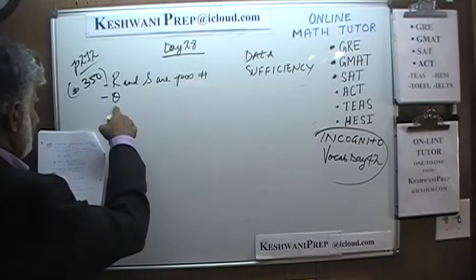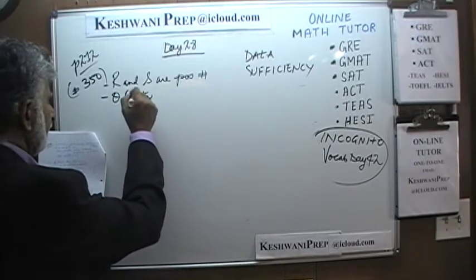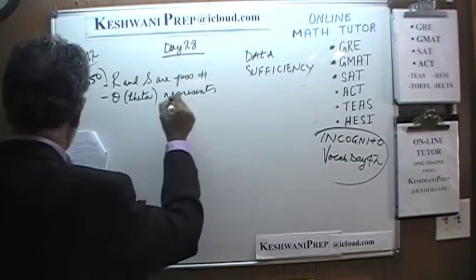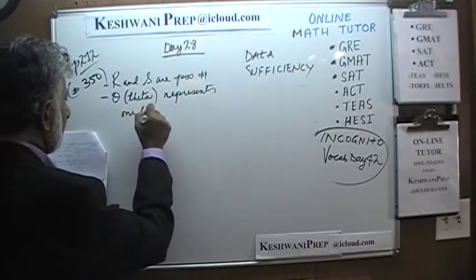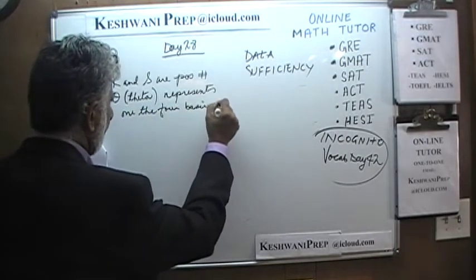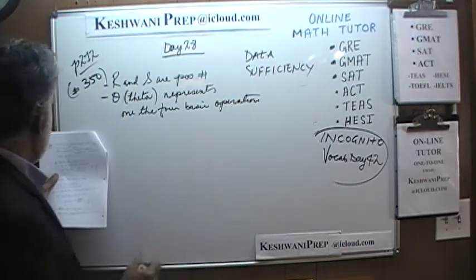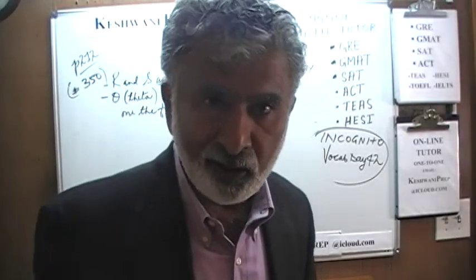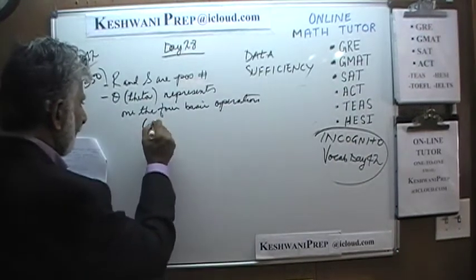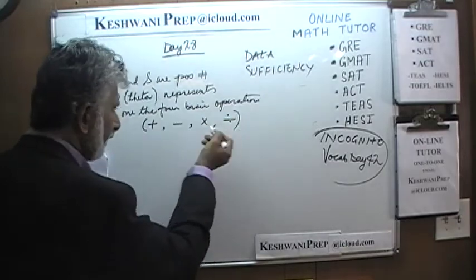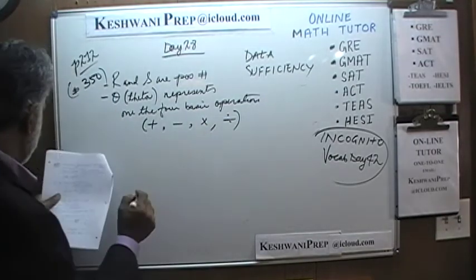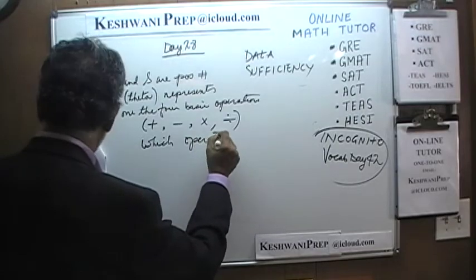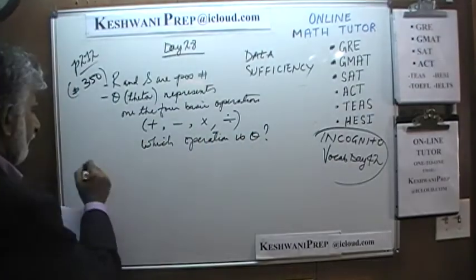They're telling us that this Greek letter, theta, represents one of the four basic operations. And of course, we know what the basic operations are. There are four of them, which is why it's called a basic four function calculator. It simply has four basic operations: the addition, the subtraction, the multiplication, and the division. Theta represents one of these four operations. The question simply is, which operation is theta? Let's see what the first one tells us.